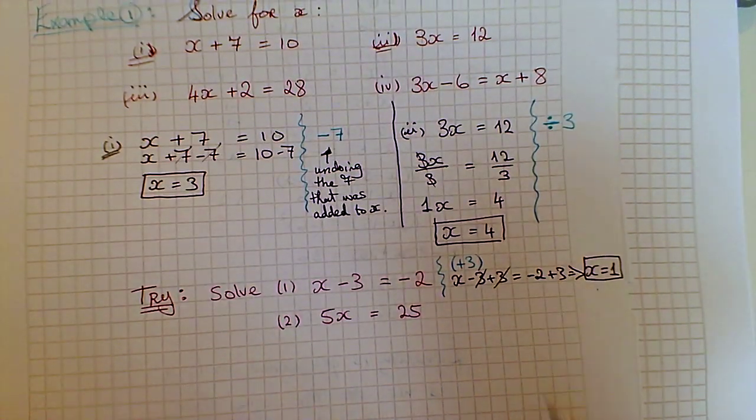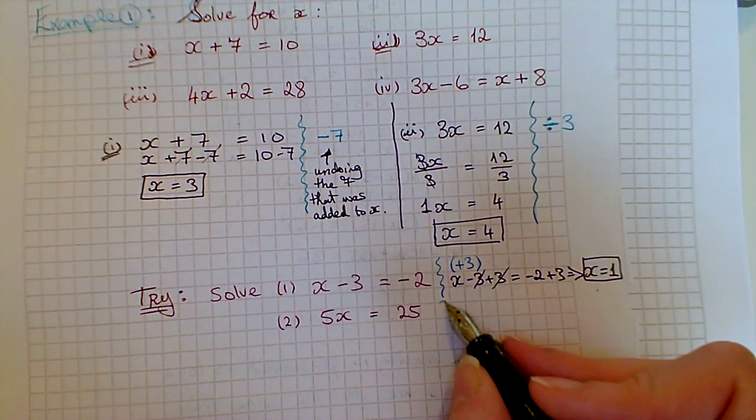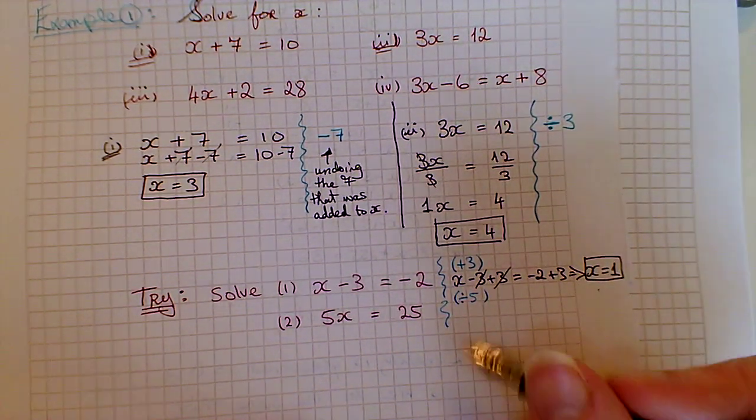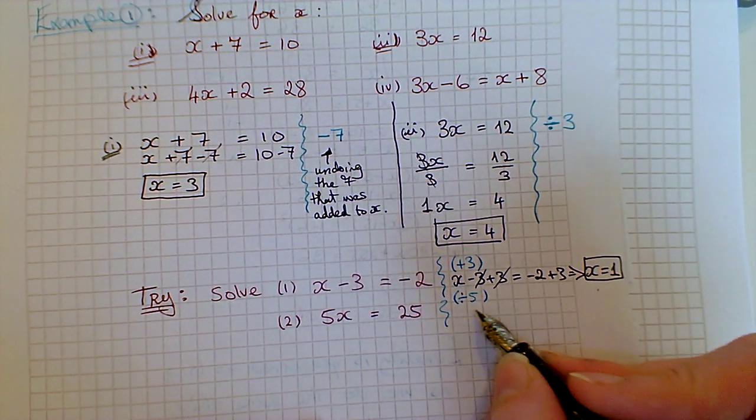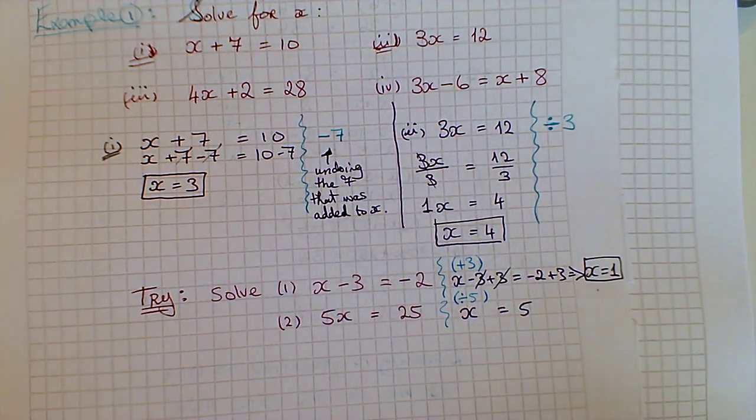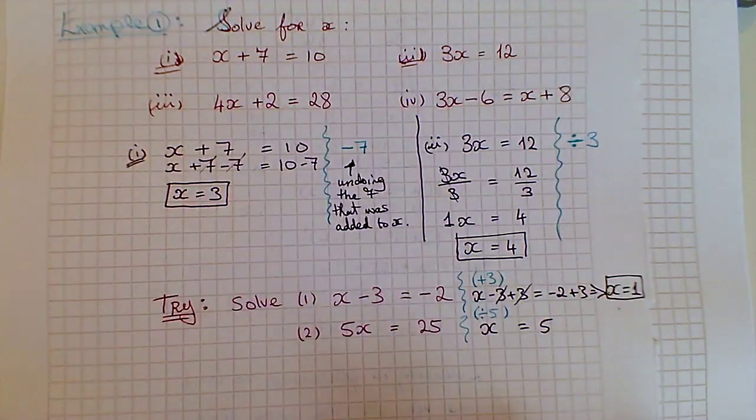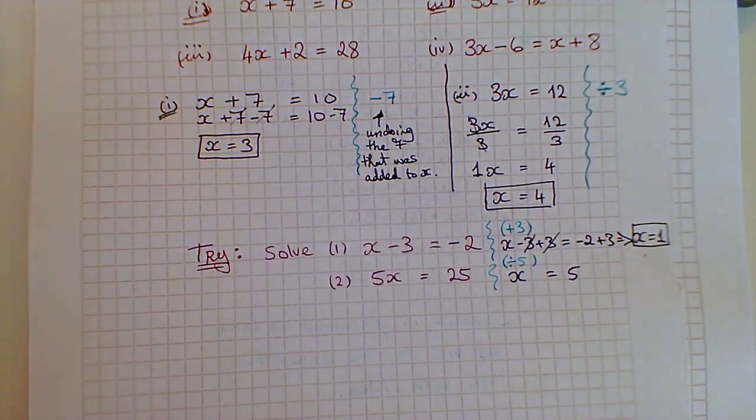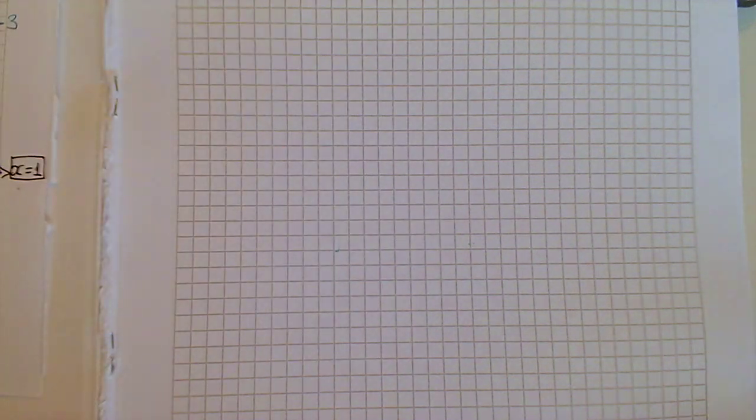And here I must divide by 5. So 5x divided by 5 is just x, starting to skip steps now, and 25 divided by 5 is 5, so x is equal to 5. Right, let's look at part 3.